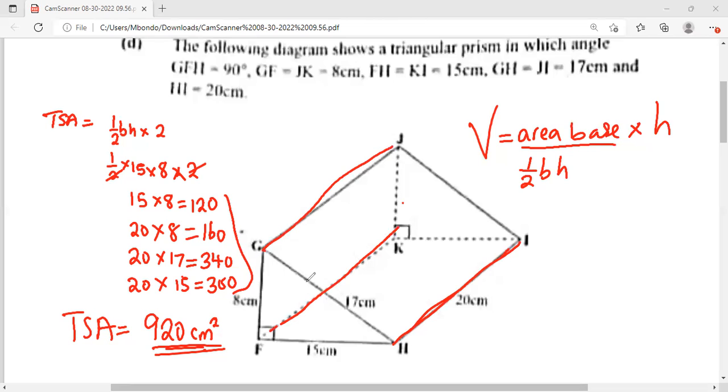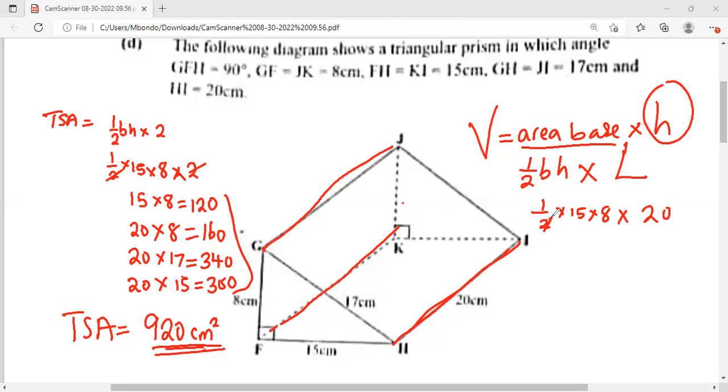So we find the area of one triangle. Is that clear? Then we multiply by L. The height is what we always call the length, the longest side. So we can say now 1/2 multiplied by the base, which is 15. Remember, we had already done this. Multiplied by the height, which was 8 here, then multiplied by, I told you the longest side, which is 20.